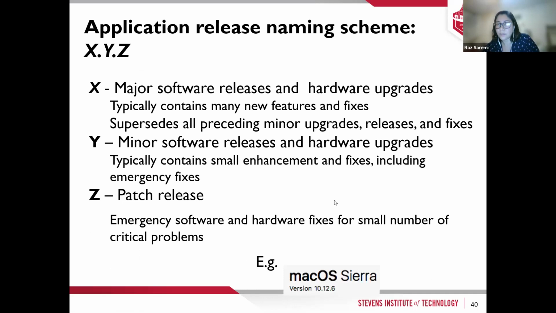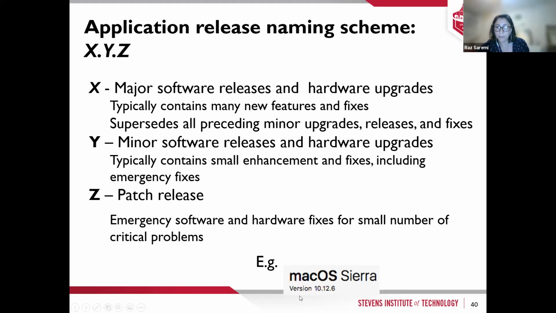What we do in this class, we are following the schema. We have X, Y, Z. X is a major software release. I am in version 2. Then Y is the minor software release. During software version 2, I am in the third release that I'm going to update. And then I have a patch release, emergency software that I was fixing.